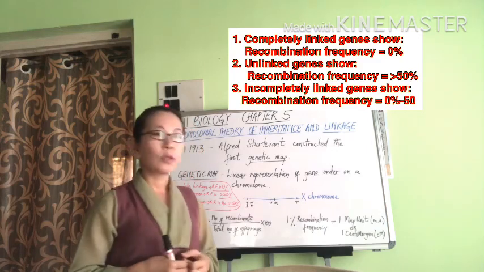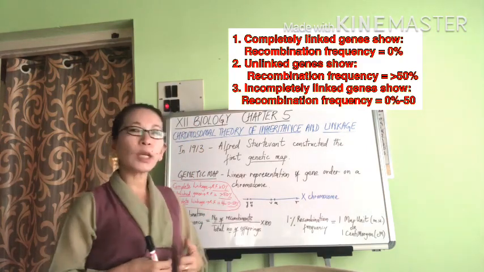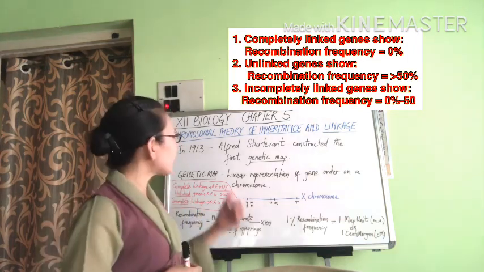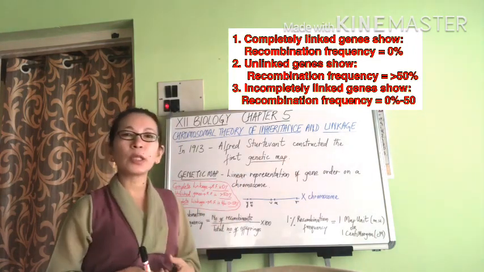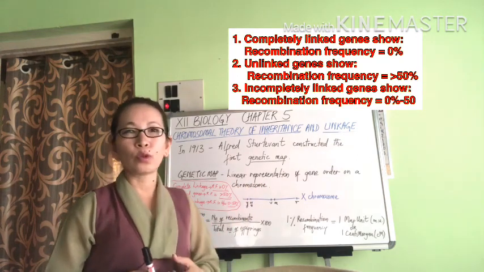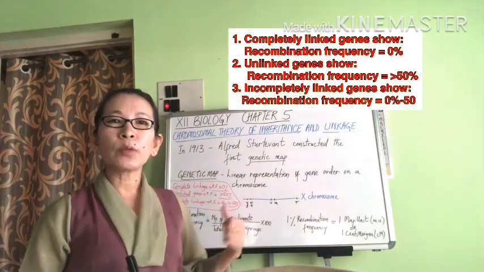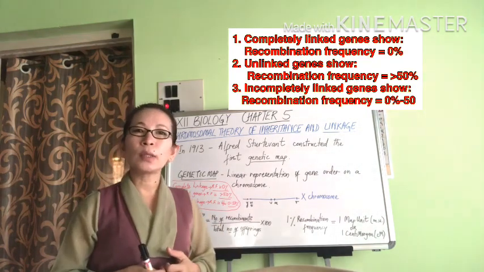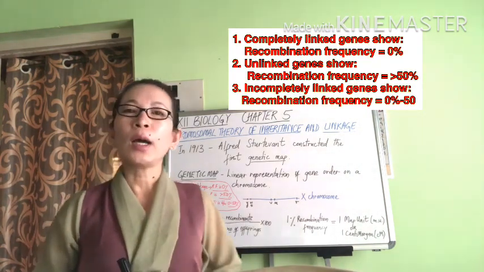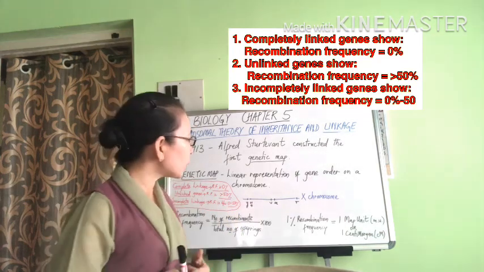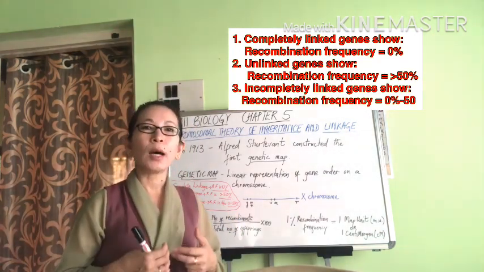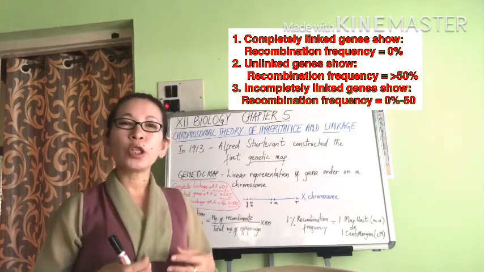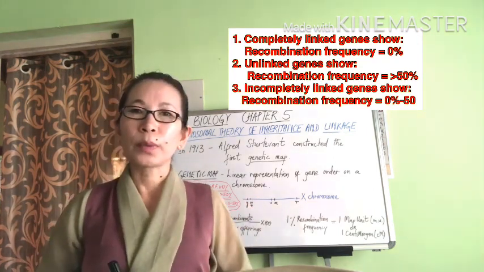He actually constructed the first genetic map of the X chromosome in Drosophila. A genetic map refers to a linear representation of gene order on a chromosome. What Sturtevant proposed was, since recombination frequency relates to the distance between genes on a chromosome, recombination frequency can be used as a measure to determine the relative distance between gene pairs on a chromosome.